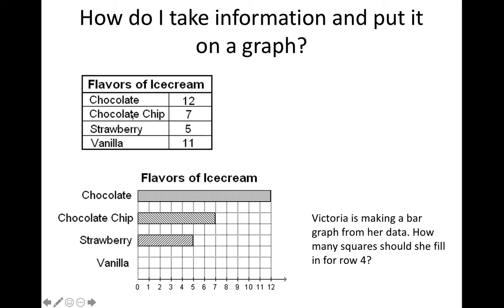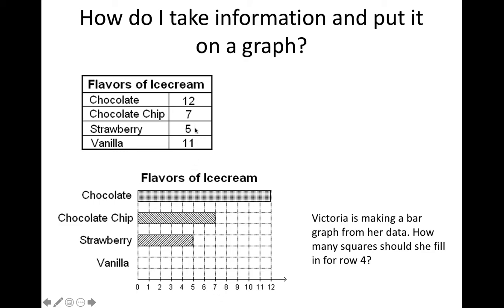to include these numbers on her chart. So chocolate, right off the bat, is 12. So we would shade in all 12. 1, 2, 3, 4, 5, 6, 7, 8, 9, 10, 11, 12. That's all the way at the end of the graph, right there. Then we have chocolate chip, which is 7. 1, 2, 3, 4, 5, 6, 7. If you go straight down, right at the 7.